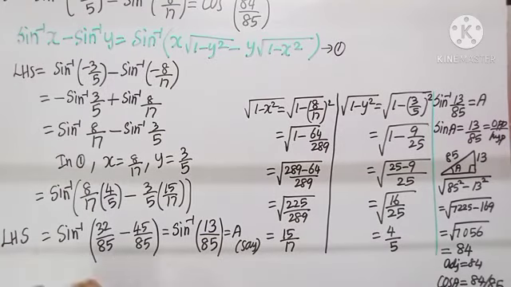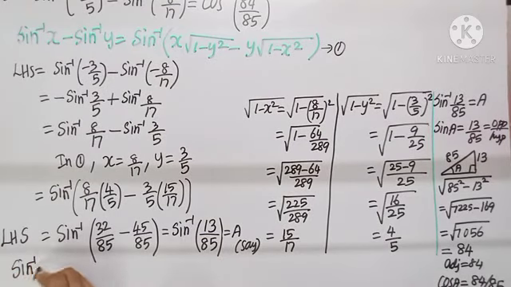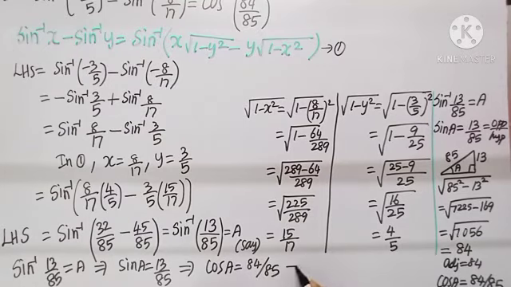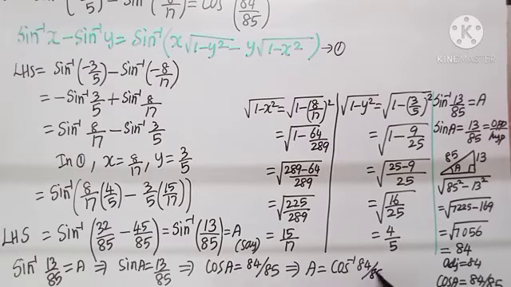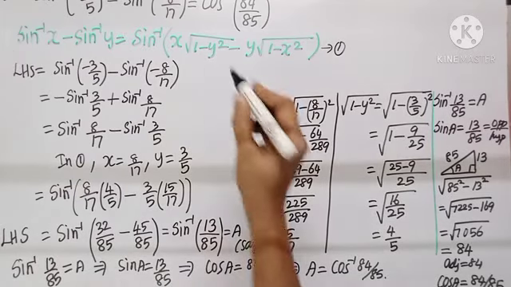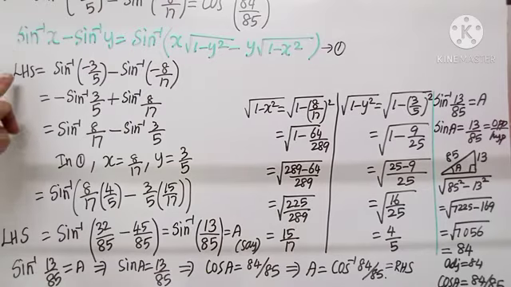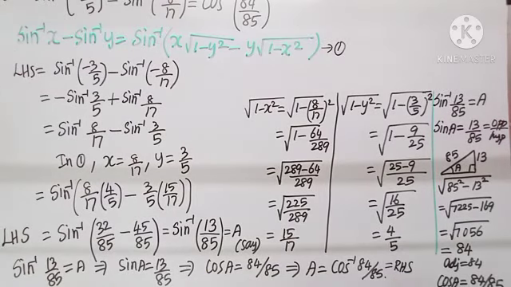Let us take and tabulate the answer here. Sine inverse 13 by 85 equals A tells me sine A equals 13 by 85. That is cos A equals 84 by 85. That is A equals cos inverse 84 by 85. Hence, we will take and write A is nothing but this LHS answer and cos inverse 84 by 85 is the RHS answer. Hence, we started from LHS and arrived at RHS.